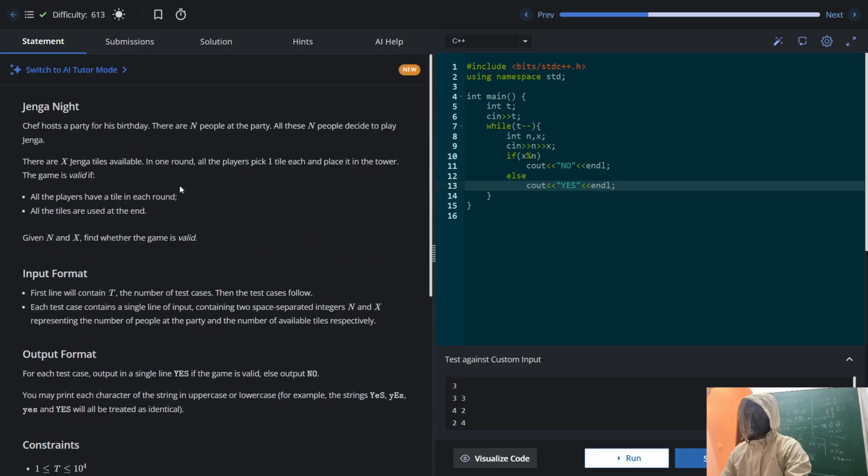Basically what it was saying is that in each round all the players have to get one tile, and at the end no tile has to be remaining. That was the problem statement, and yeah, by doing this we could figure out the solution.